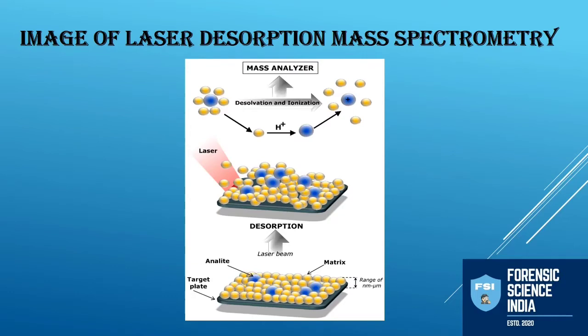So here you can see the image showing laser desorption mass spectrometer. The matrix is present in which some target molecules are added. With the help of a laser beam, desorption is done. Desorption is the removal of molecules that are absorbed. The absorbed molecules are dissolved and removed from the surface. Okay. So now these molecules are dissolved and ionized, and with the help of a mass spectrometer, we will analyze the mass.